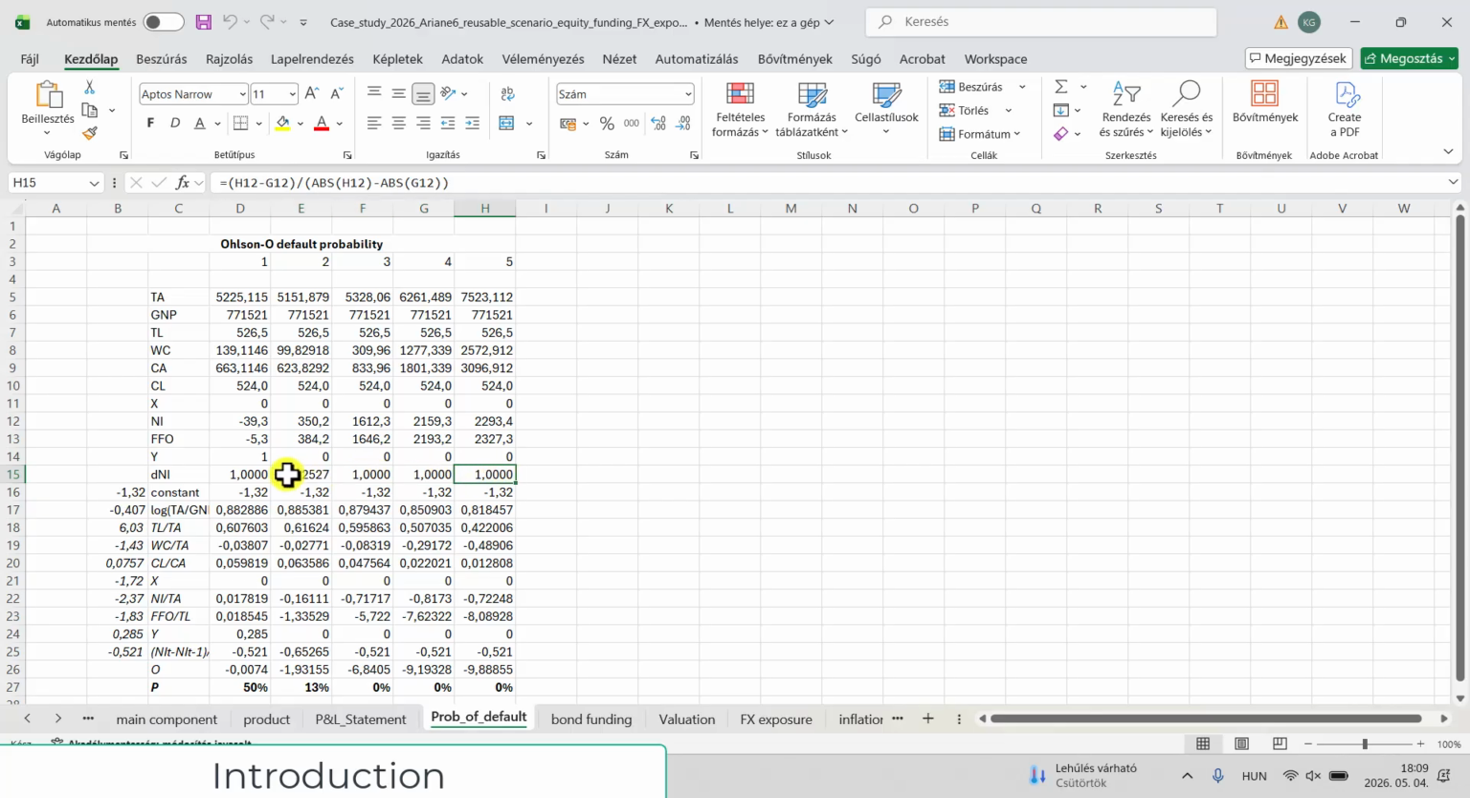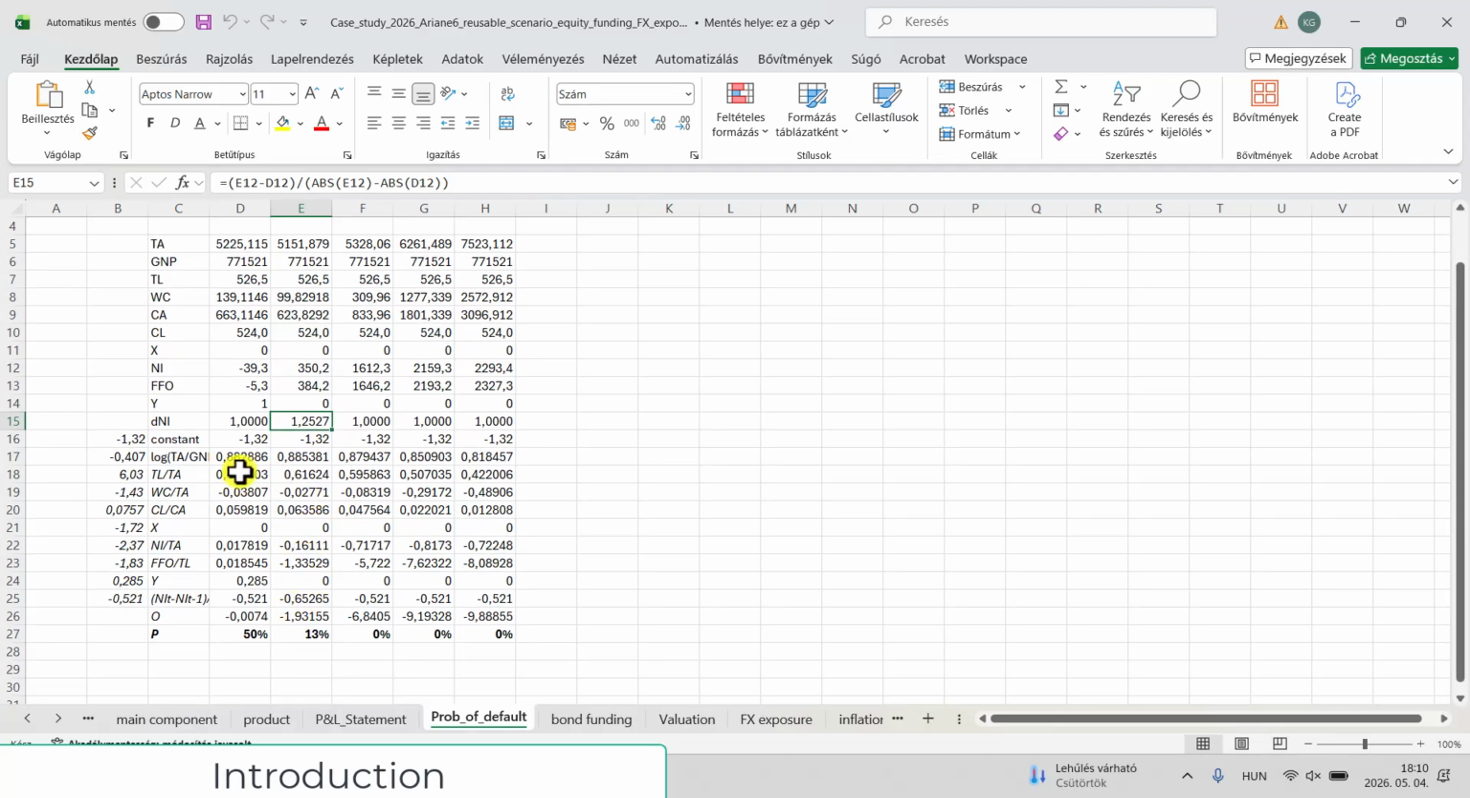So again, the change of the pre-tax profit. You are changing, just always at the same level. Okay. And after that, from this one, the Ozone score will be accounted. And then we have this probability of default for each time period.